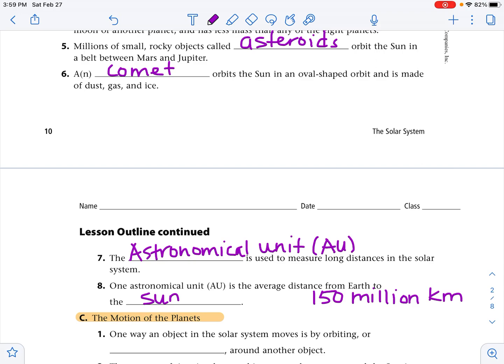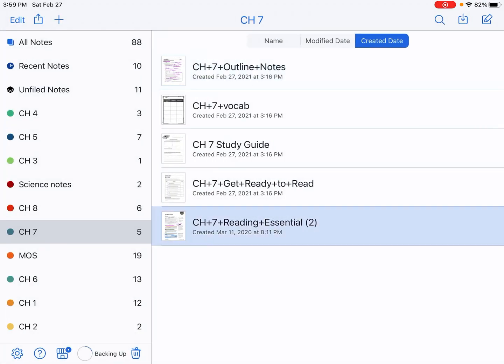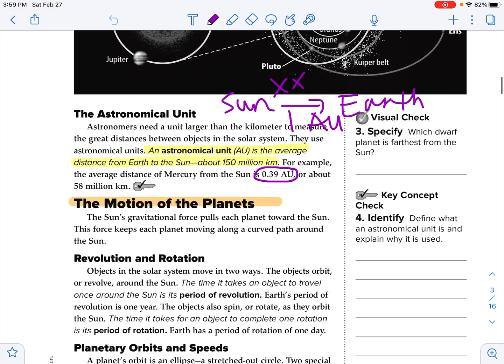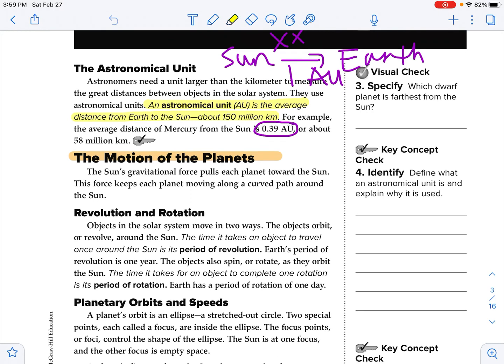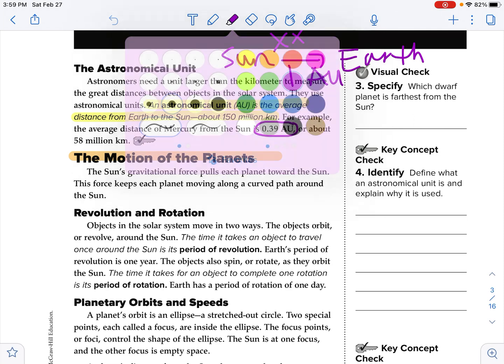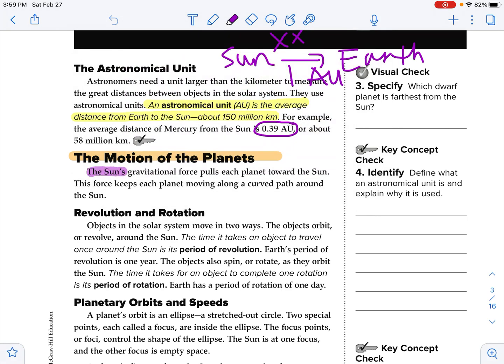All right, so I see that I am at my next section. So I'm ready to roll, okay? The sun's gravitational force pulls each planet toward the sun. This force keeps each planet moving along a curved path around the sun. So we know that the two forces that keep objects in orbit will be gravity and inertia.